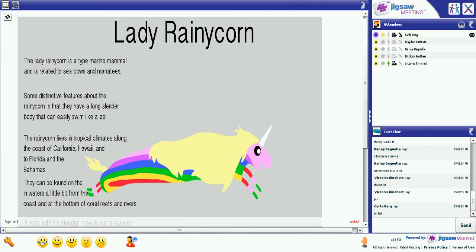Predators of the rainicorn are sharks, box jellyfish, and killer whales. And a special fact about the rainicorn is that they can eat trash without getting sick.